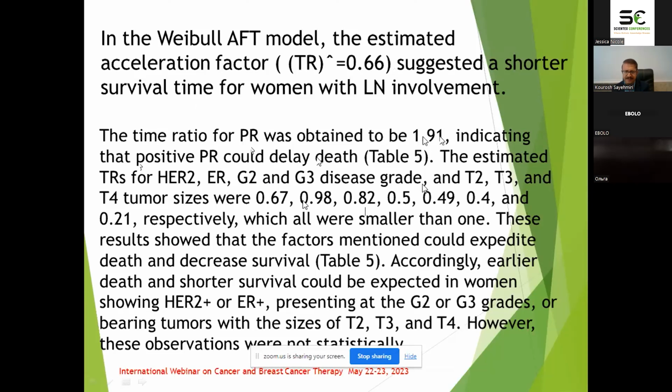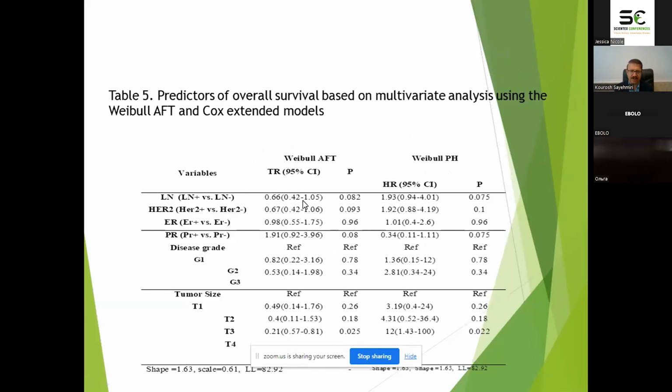I computed them. I show the time ratio and also the hazard ratio. Time ratio is different from hazard ratio. When the time ratio is less than 1, the hazard is increased. Here, the time ratio is 0.63. It shows the patient dies sooner, and this factor accelerated the dying time. But the other issue is that it showed the risk of death is high in LN positive patients versus LN negative.